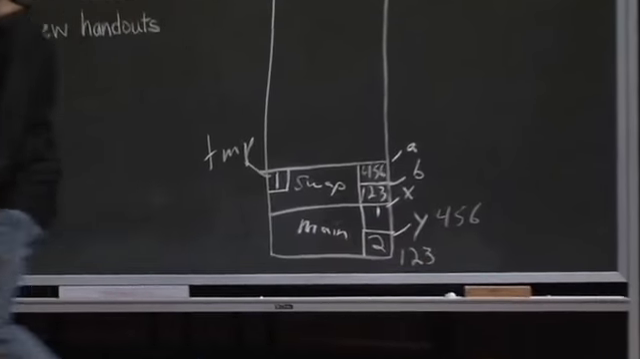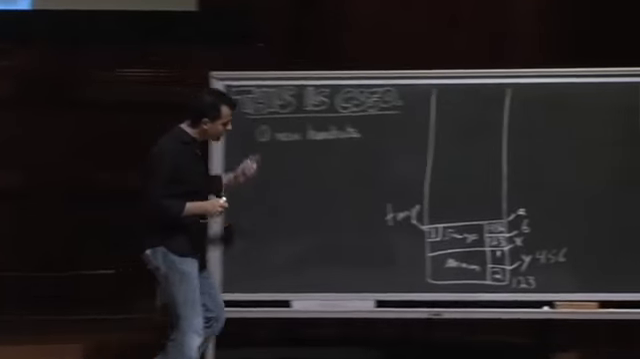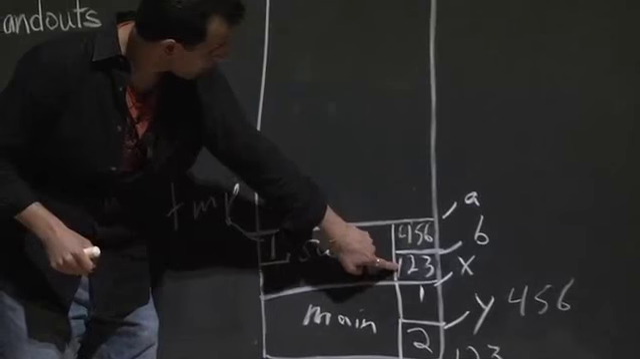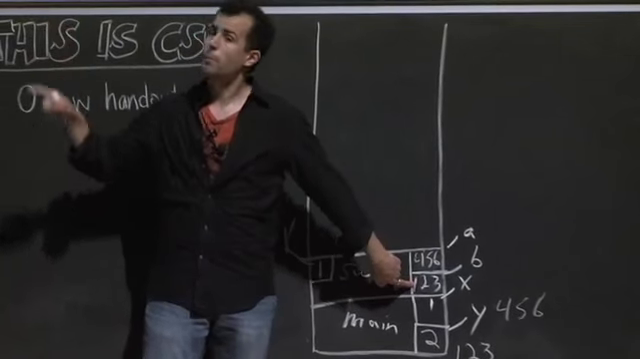So now the next line, star A gets star B. So star B means look at B. All right, so B is this thing here in the swap frame. All right, it's 123. Star B means go there.